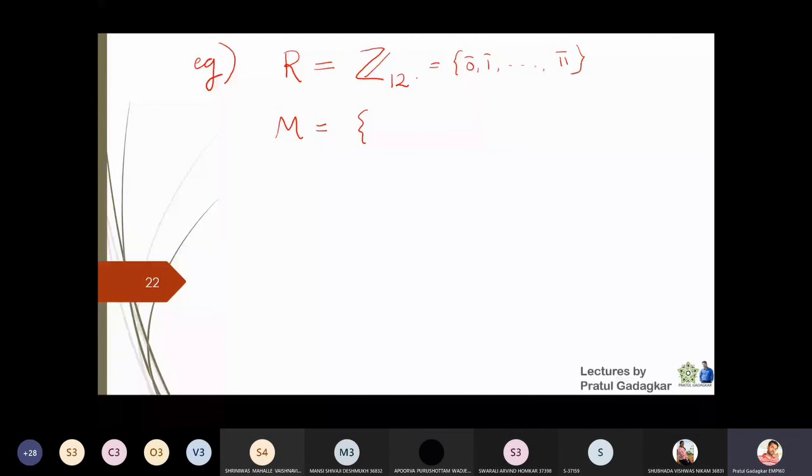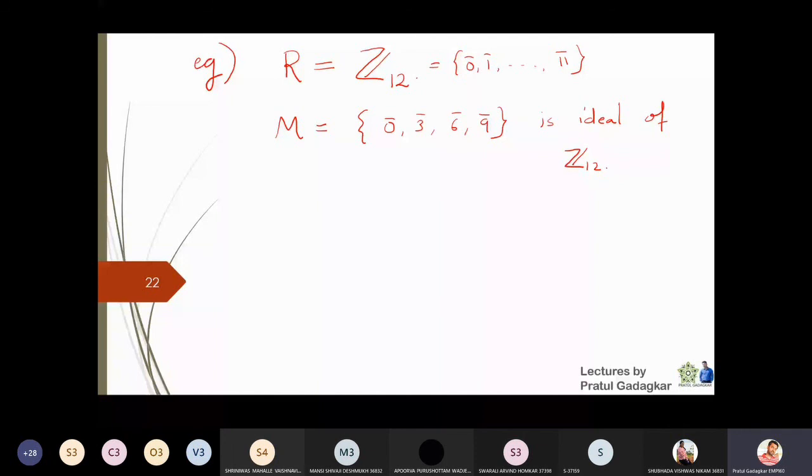Now this M is a subring, a subgroup of Z12, and all the properties of an ideal will be satisfied, so this is an ideal of Z12. In my earlier lectures, I have taught you how to find ideals of Zn. In that way, I have written one of the ideals of Z12. There are many other ideals also.